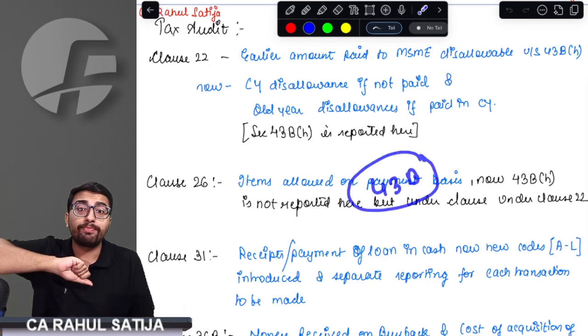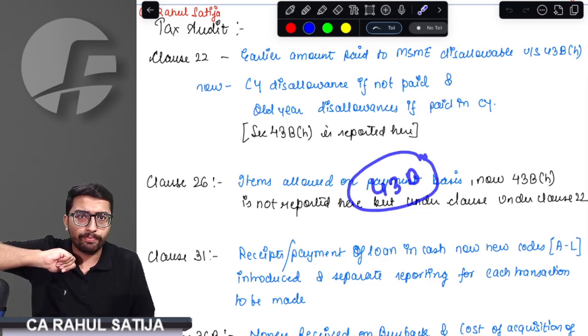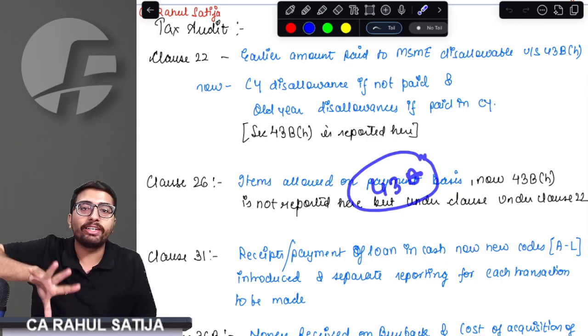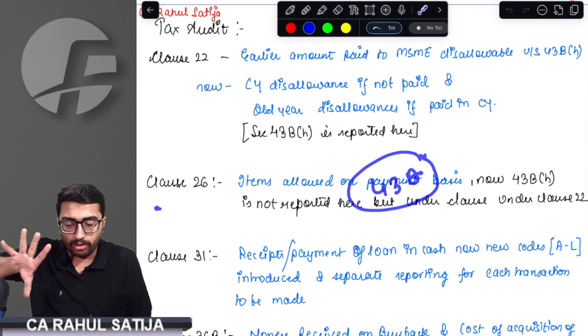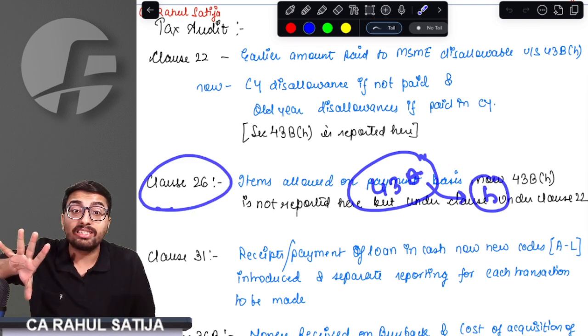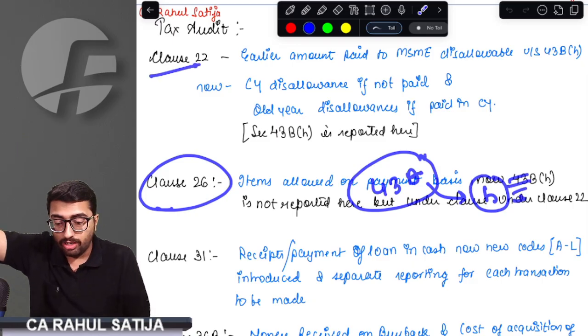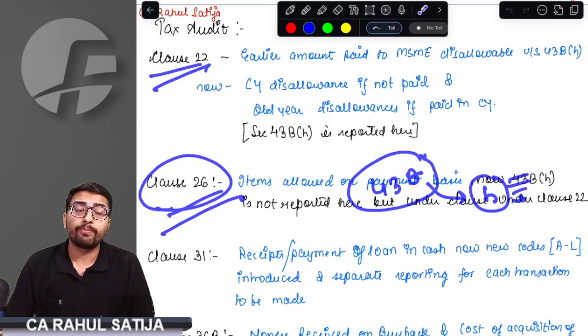Clause 26 required us to report about 43B. If you remember 43B, certain expenses are allowed on payment basis. If you are paying interest, it is allowed on payment basis. If you are paying bonus, PF, ESIC, or gratuity, it is allowed on payment basis only. Correct? So every reporting of 43B was reported under clause 26. And 43B also includes 43BH, that means payment to MSME. So MSME payments are reported at two places, clause number 22 and clause number 26.